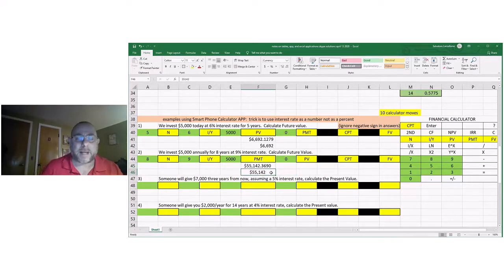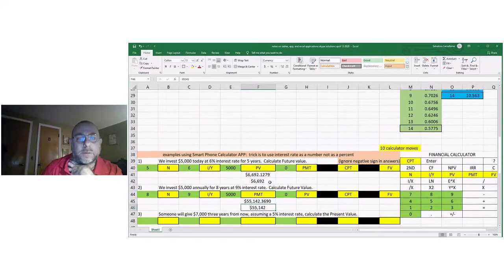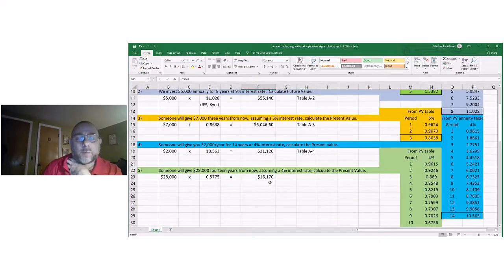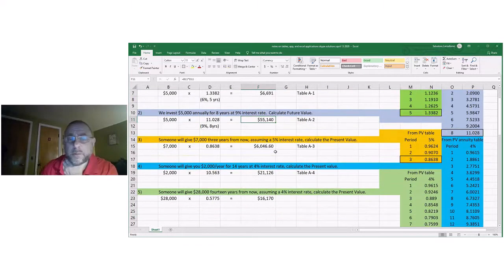So let's compare that answer to the answer we got in number 2 up above. Remember, 55,142 here, and we had 55,140, so we were off by $2 using the tables. On the test, I don't care which one you use, app or tables, just let me know. Used app, used table, so that I know which answer to look at. Okay?